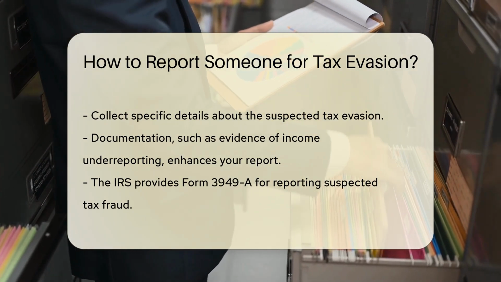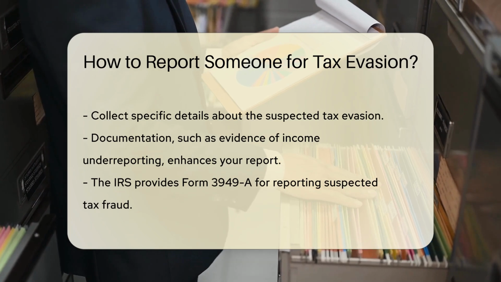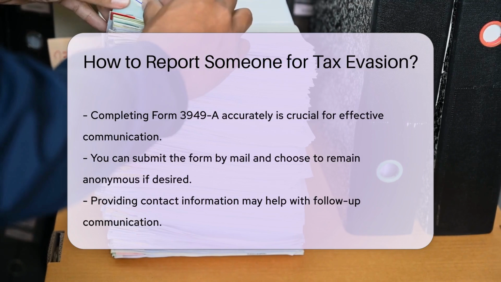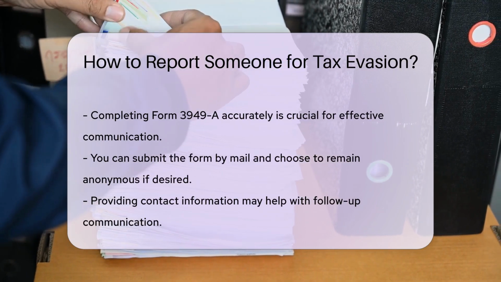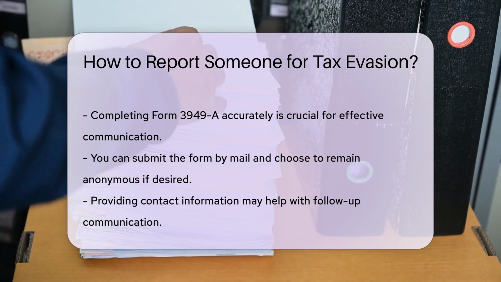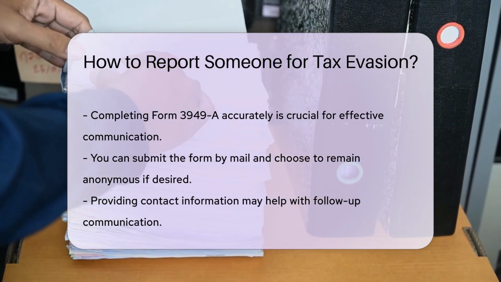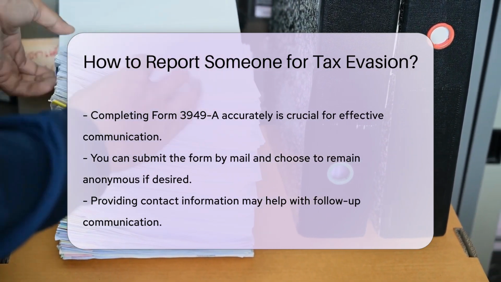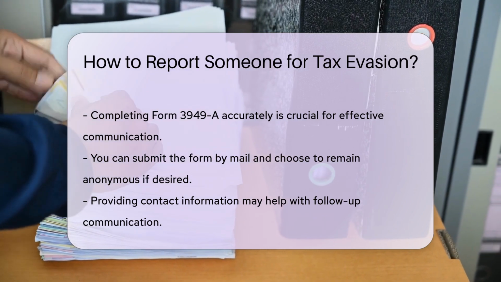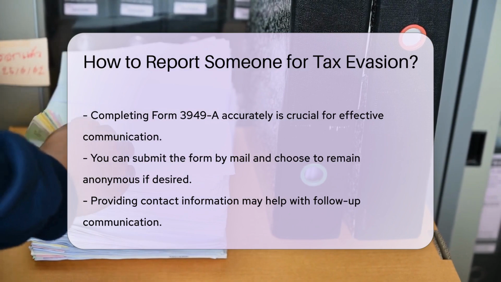Next, you can report the suspected tax evasion to the Internal Revenue Service. The IRS provides a form called Form 3949A for reporting suspected tax fraud. Completing this form accurately is essential for effective communication. You can submit the form by mail and choose to remain anonymous if you prefer. However, providing your contact information may facilitate follow-up communication.